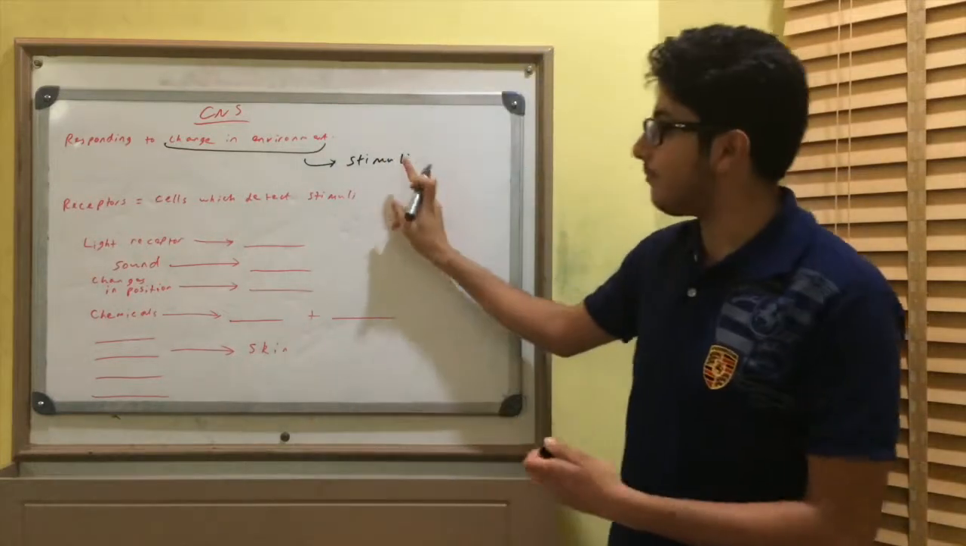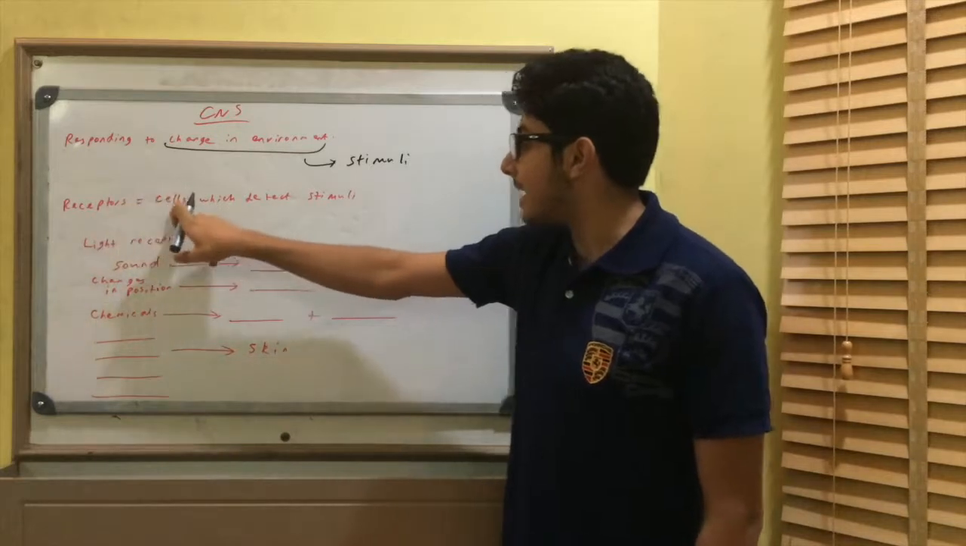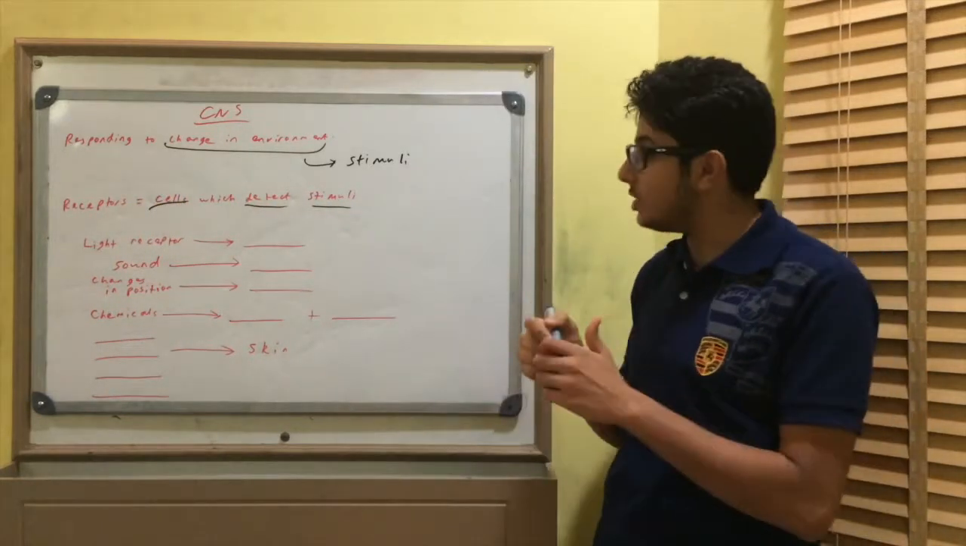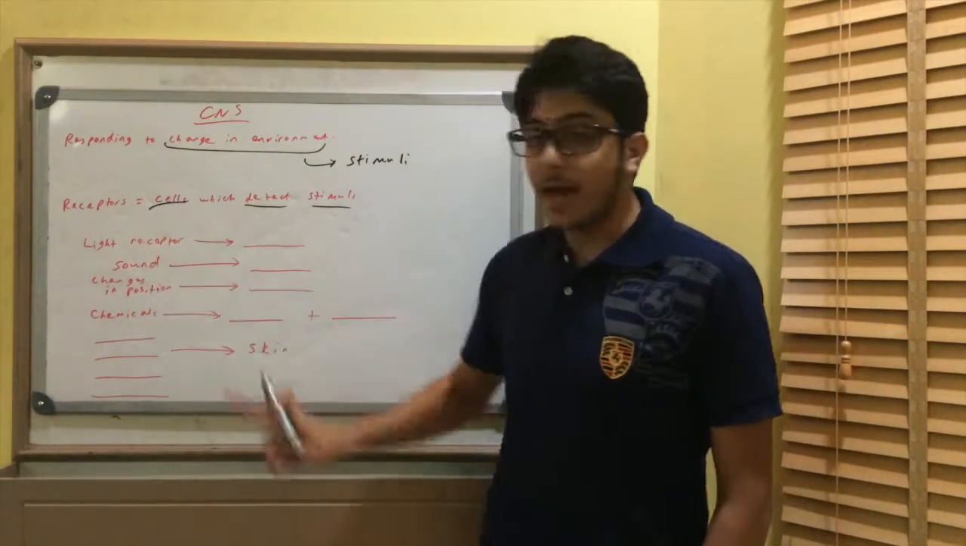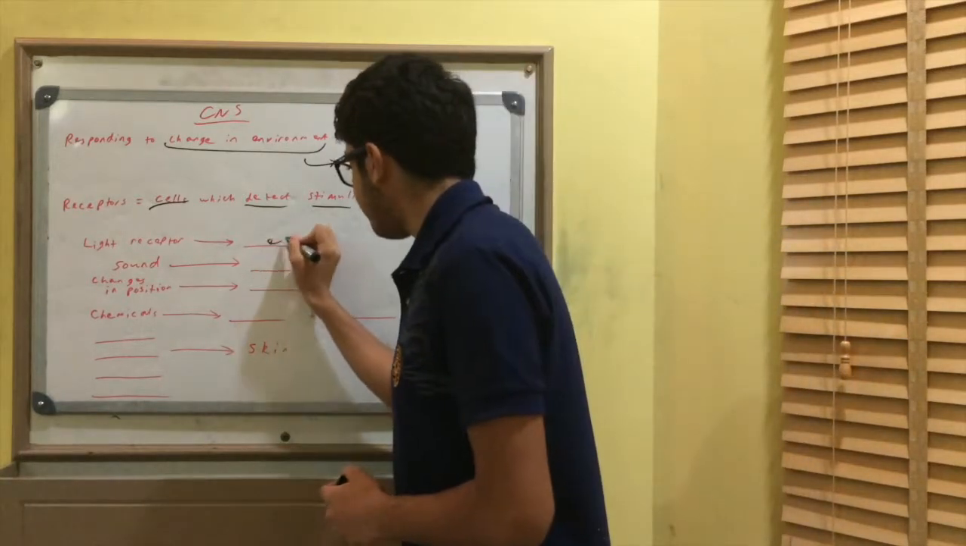And you need to know this. And we have things called receptors. Receptors are cells which detect stimuli. They detect changes in the environment. So, for example, a light receptor cell, where is that found? That's found in your eye.